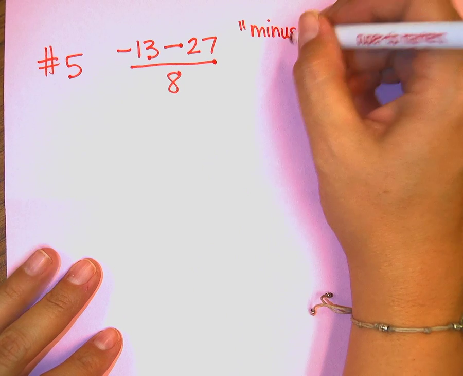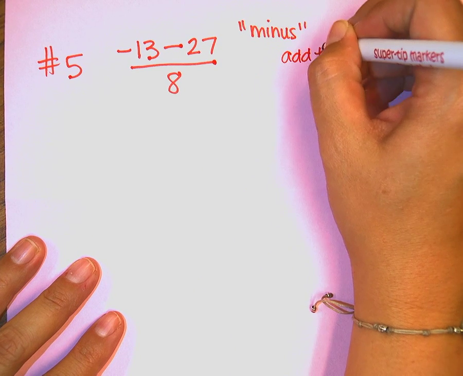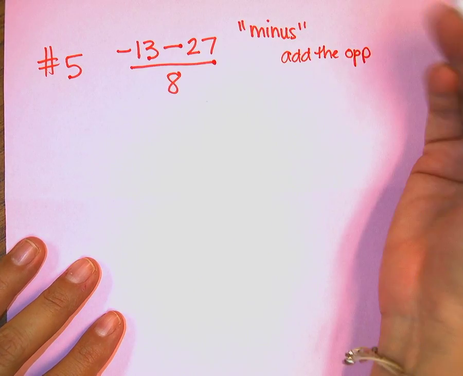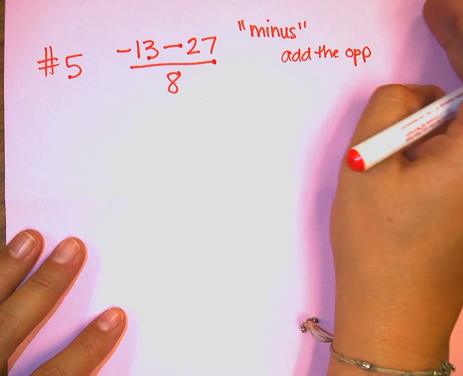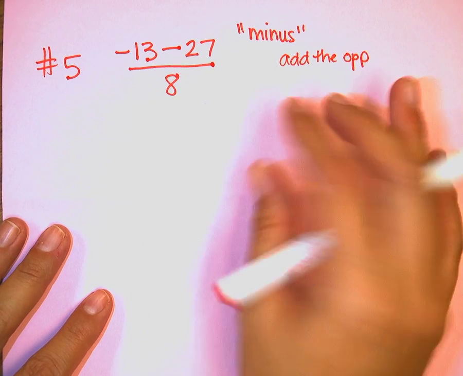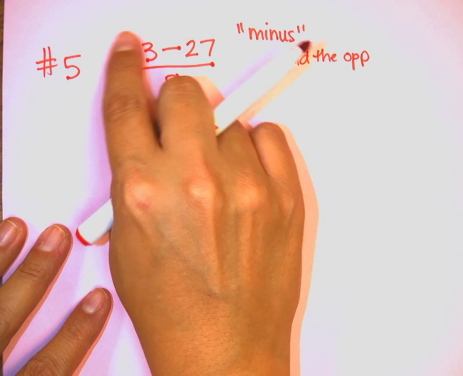You might think of add the opposite. You might think of keep, change, change, or keep, change, flip. Just depends on how you learn from your teacher. I'm going to look with add the opposite. That means this number never changes.